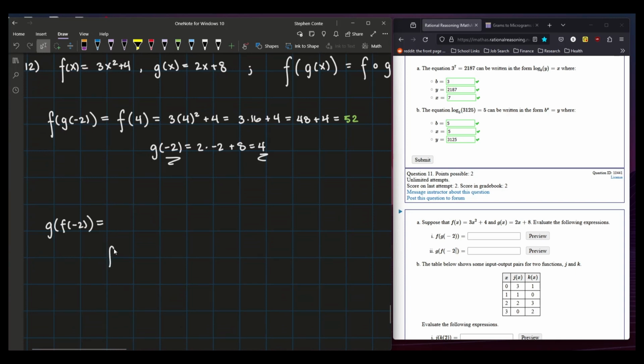f of negative 2, first of all. 3 times negative 2 squared plus 4. 3 times 4 plus 4, which is 16. Right? 3 times 4 is 12, plus 4 is 16. So now I'm looking at g of 16 instead. g of 16 is 2 times 16 plus 8, which is 32 plus 8, which is 40. So these are our answers, 52 and 40.